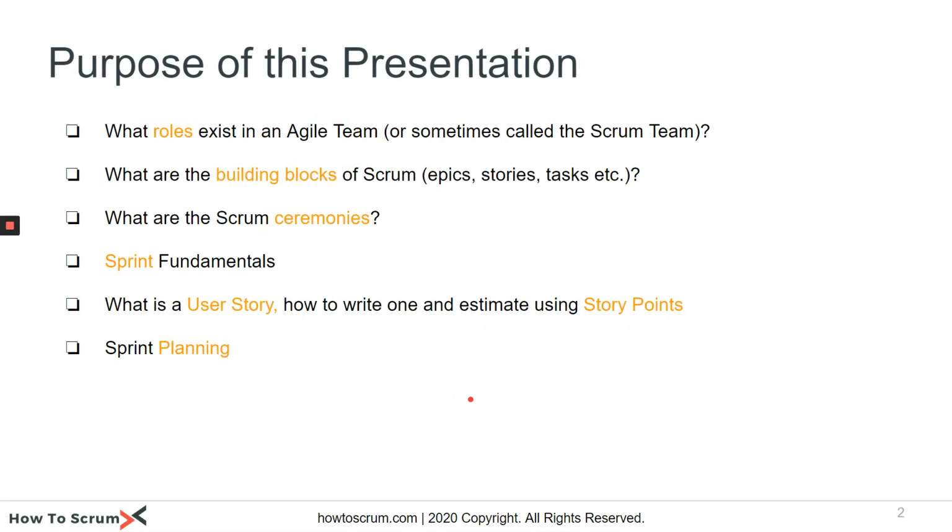The purpose of this presentation is to tell you what roles exist within an agile team, or sometimes called Scrum Team. What are the building blocks of Scrum? You may hear terms like epic, stories, tasks, and we'll find out what they are and what they mean. We also talk about the Scrum ceremonies, or the meetings that people put together. What is the sprint, which is the amount of work we do in 2 weeks? What are the fundamentals of the sprint?